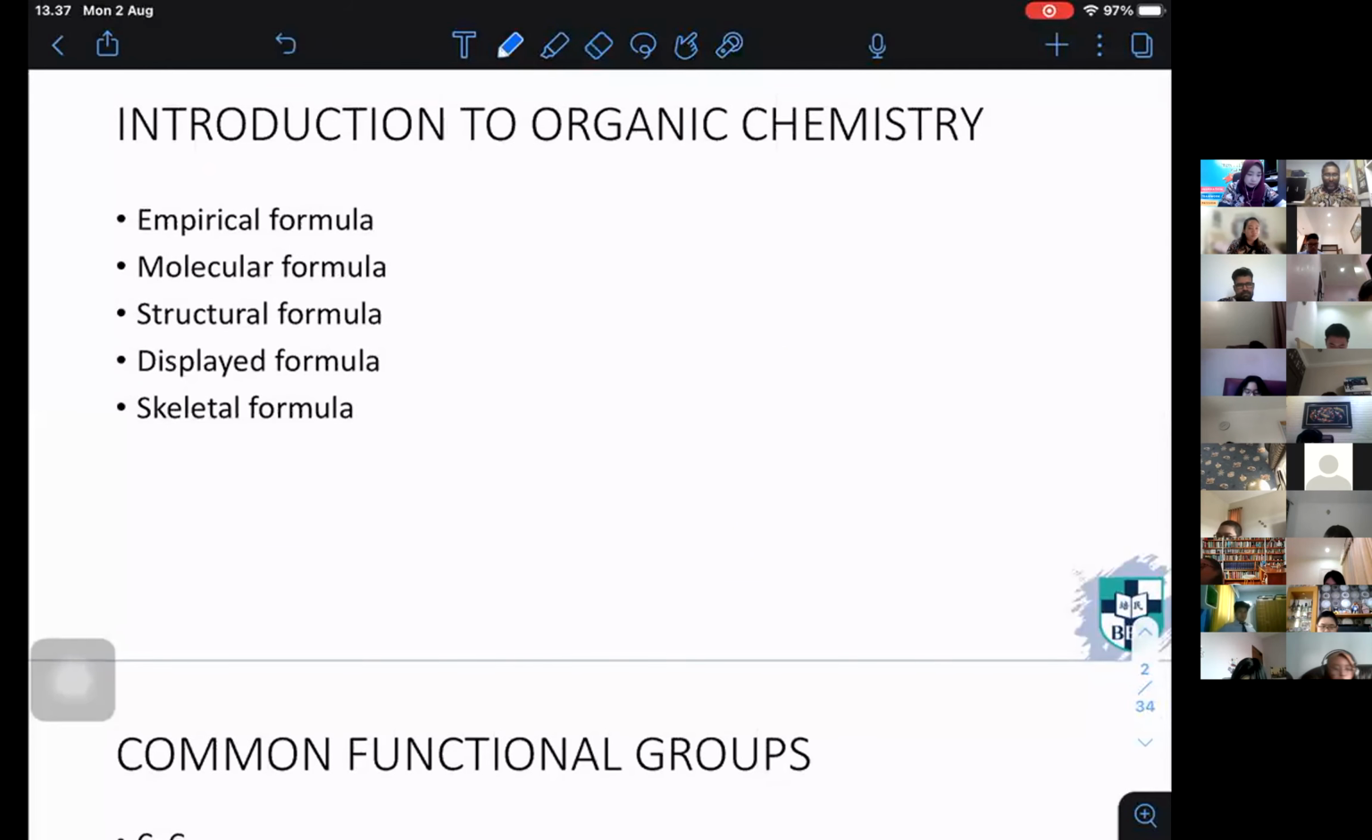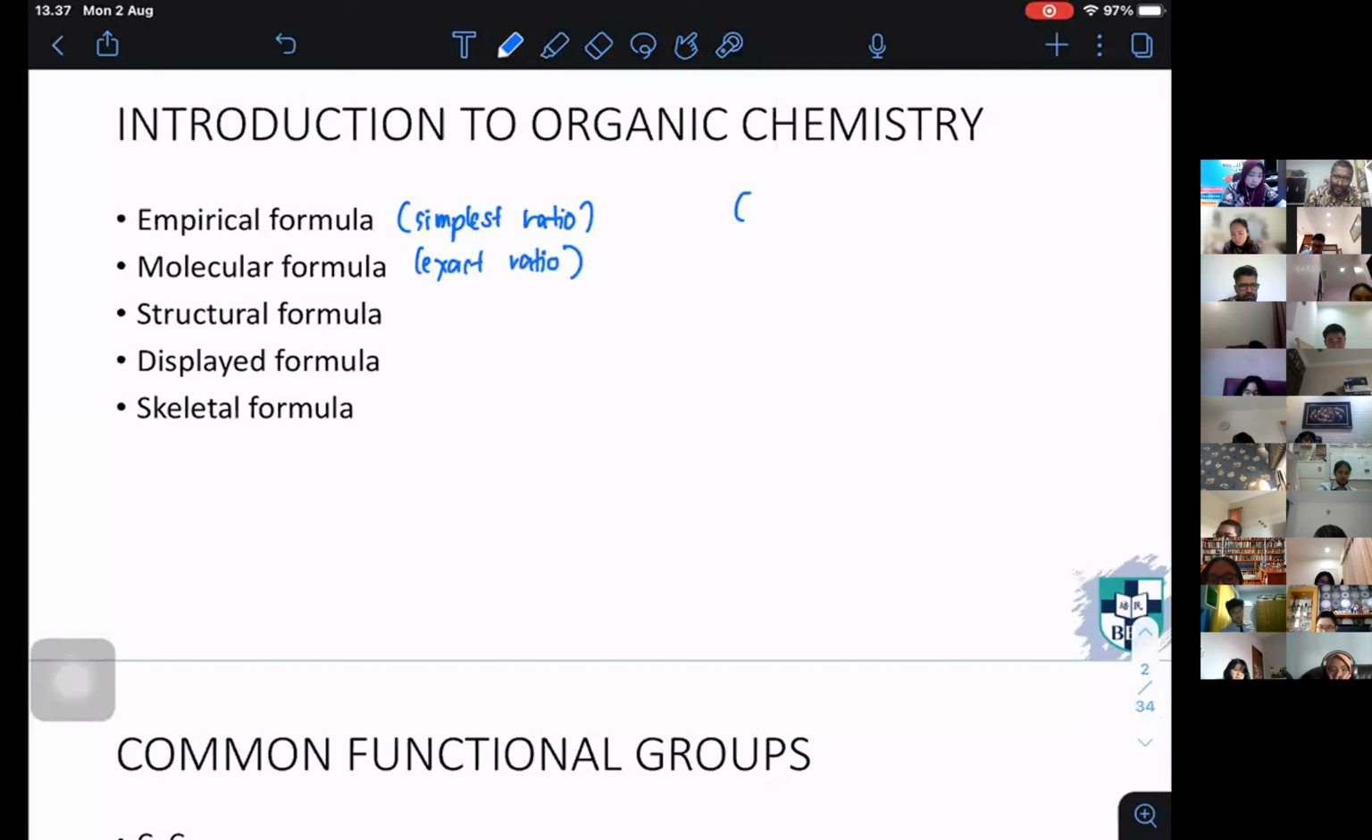We need to learn about certain formulas over here. The first formula is the empirical formula. If you're asking what the empirical formula is, it is the simplest ratio. This one you need to remember, simplest ratio. Molecular formula is the exact ratio.